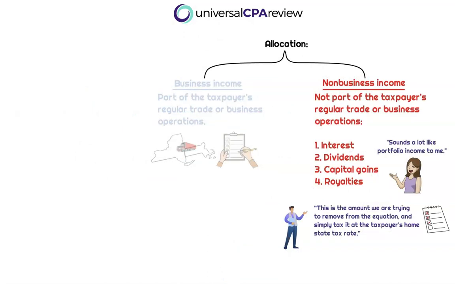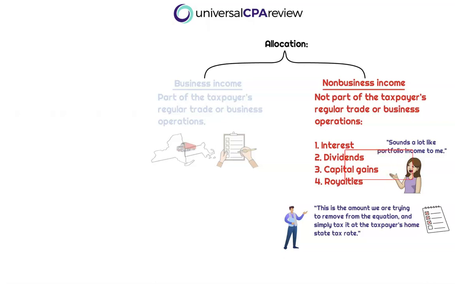Allocation signifies the removal of non-business income, which enables it to be taxed in the state of where the taxpayer resides. In other words, the company's home state. Okay, so when you think about allocation, essentially what we're doing here is taking this non-business income, which refers to all other business income outside of the taxpayer's regular trade or business operations. And examples of this non-business income can include any of the following.